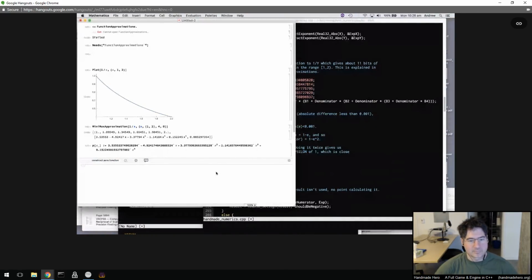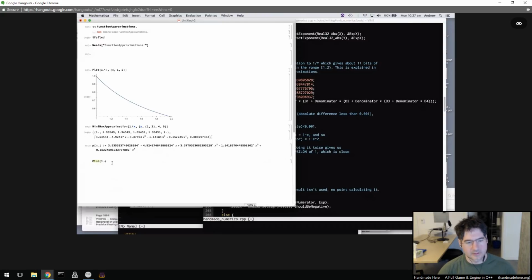I will explain the algorithm to do this in a minute, but I just want to show you, because this is a minimax approximation, a very interesting property of it, which is that minimax approximation actually minimizes the relative error rather than the absolute error. So yeah, I'm slightly cheating a little bit here.